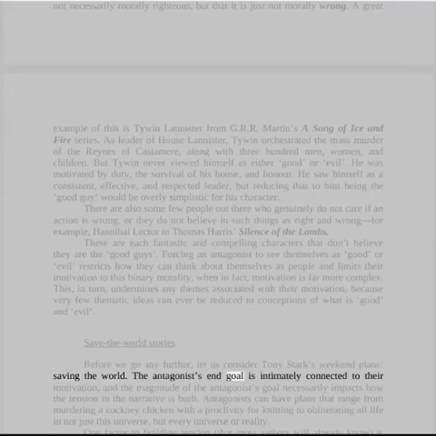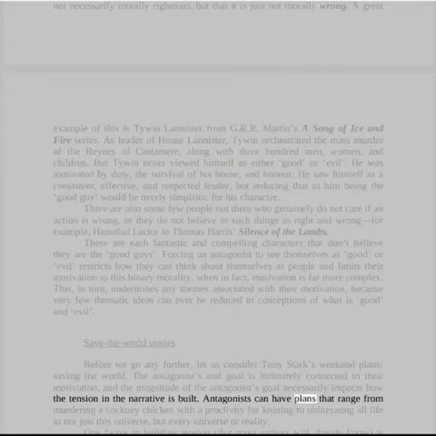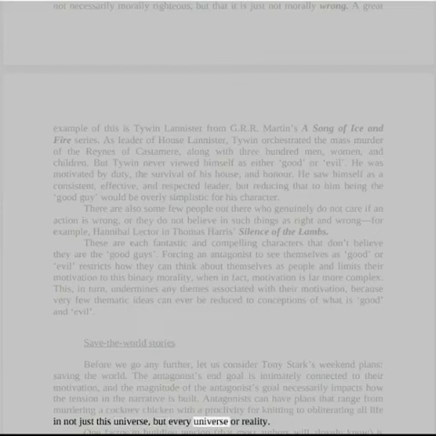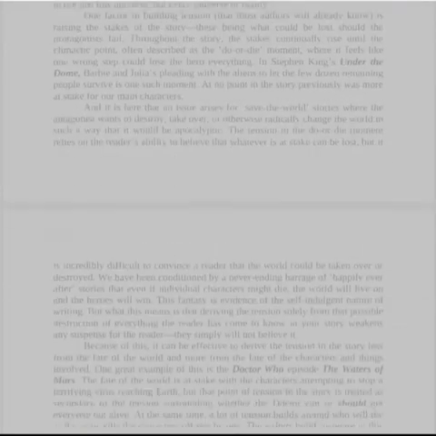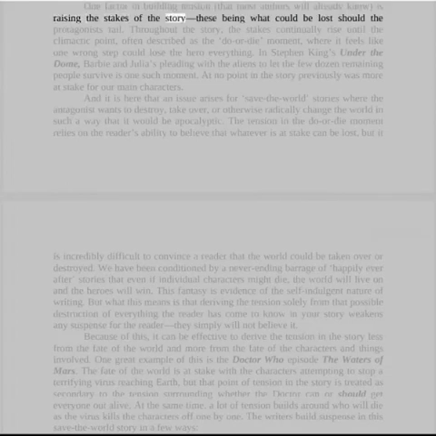The antagonist's end goal is intimately connected to their motivation, and the magnitude of the antagonist's goal necessarily impacts how the tension in the narrative is built. Antagonists can have plans that range from murdering a Cockney chicken with a proclivity for knitting to obliterating all life in not just this universe, but every universe or reality. One factor in building tension that most authors will already know is raising the stakes of the story, these being what could be lost should the protagonists fail.